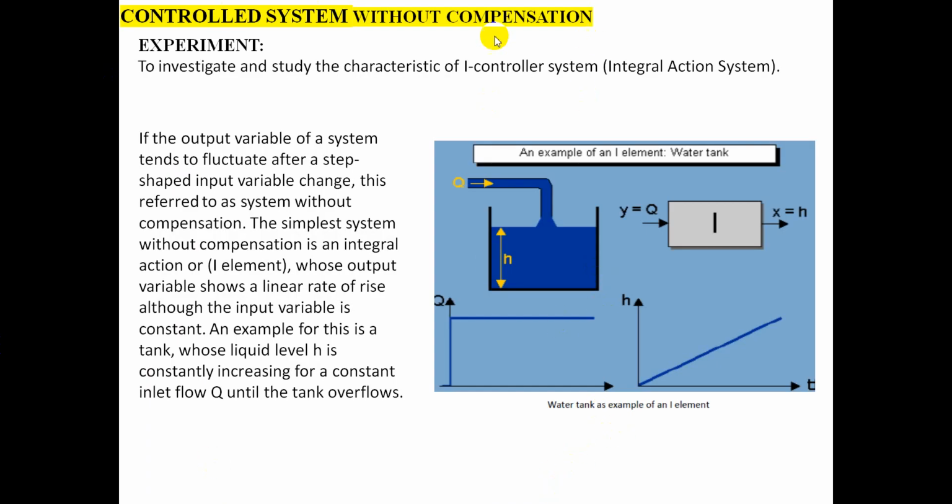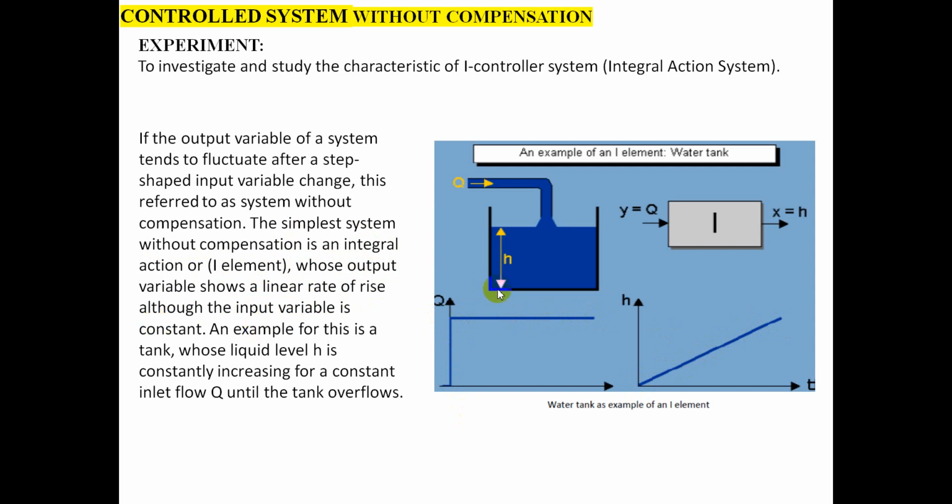Now the next experiment is about the control system without the compensation, and we are going to focus on the integral action coefficient, integral action system here. Now what we have in the integral system here, basically we can see it's a simple system. As we give a step signal, which is basically constant here, the output or the response is going to increase linearly like this. Okay, so you can see the simplest system without compensation is the integral action or I element, whose output shows a linear rate of rise although the input variable is constant.